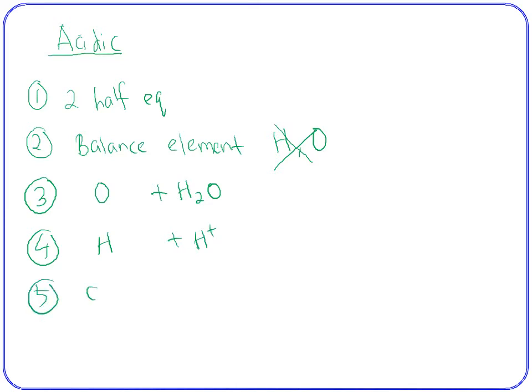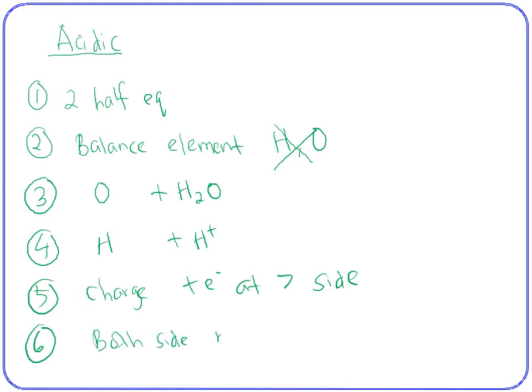Step number 5, balance charge by adding electrons at the more positive side. Number 6, make sure both half equations have a similar number of electrons. Step number 7, cancel out electrons and combine the reactants and products.